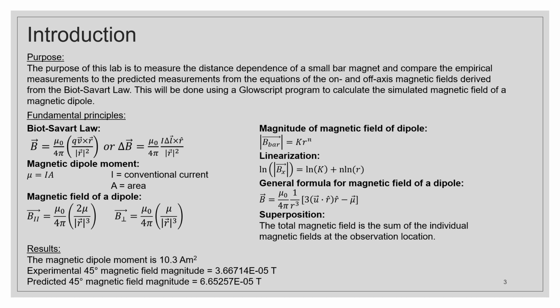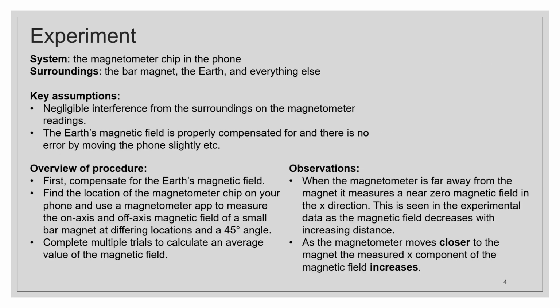A preview of the results is that the magnetic dipole moment is 10.3 A·m², the experimental 45-degree magnetic field magnitude is 3.67 times 10 to the negative 5 Tesla, and the predicted magnitude is 6.65 times 10 to the negative 5 Tesla. For the experimental aspect, the system is the magnetometer chip in the phone.